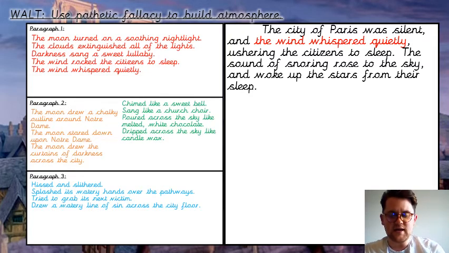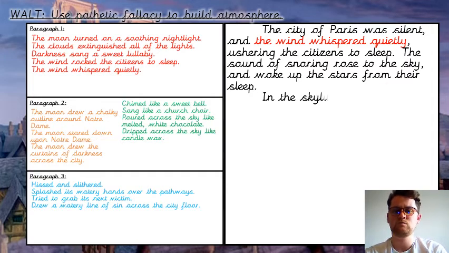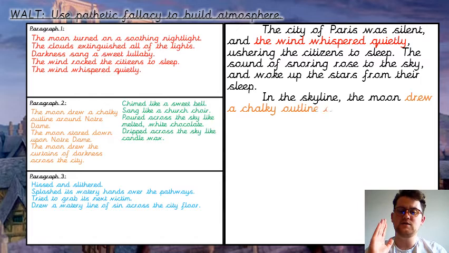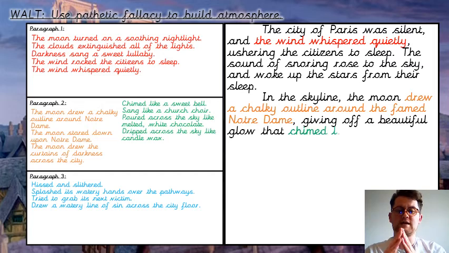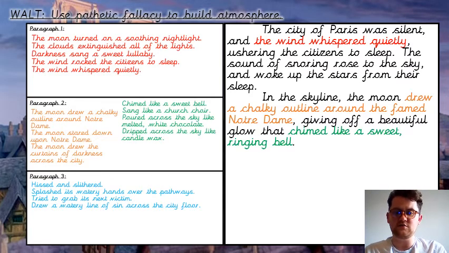Okay boys and girls, next thing we're going to do is we're going to go into paragraph 2. So same rules apply. You are going to be swapping the coloured ideas out for your own. So, in the skyline, the moon drew a chalky outline around the famed Notre Dame, giving off a beautiful glow that chimed like a sweet, ringing bell. Okay? So, again, very careful of punctuation. That's why I've done our Kung Fu punctuation in there. What I would like you to do, you are going to pause my video and take a few minutes just to write your paragraph 2, swapping out the ideas. Off you go.